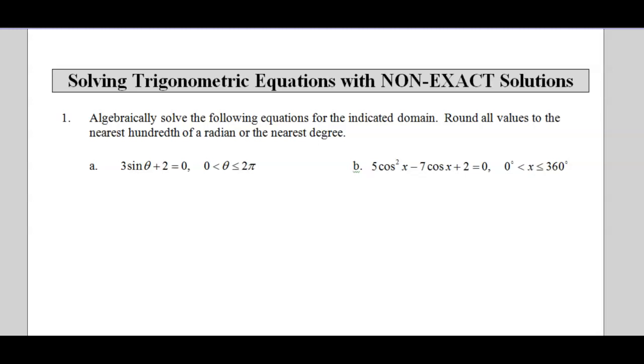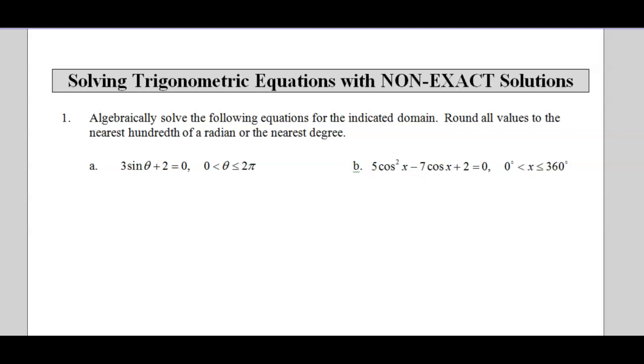When you isolate a trig ratio, you're not going to get root 2 over 2, or root 3 over 2, or root 3, or 1, or negative 1. Okay, so you're going to need to use your calculator. So non-exact. So you'll notice it says what to round to.